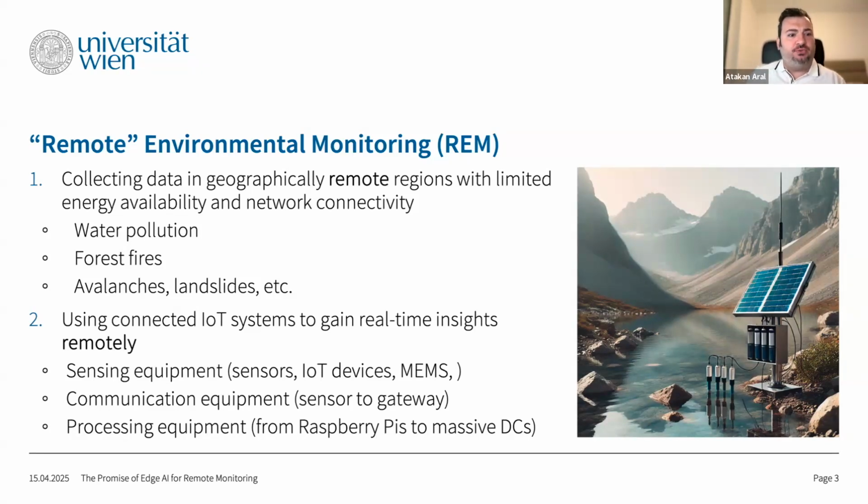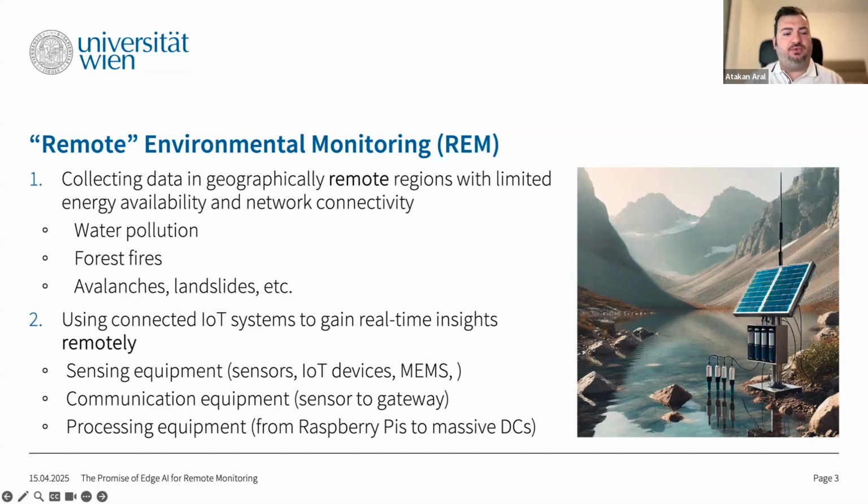But it is remote for two reasons. Because we are collecting data in geographically remote regions, and this has the challenge of lack of reliable energy availability and network connectivity. Some examples are shown here. I will mostly talk about water pollution monitoring. Another aspect of remoteness is using connected IoT systems to gain real-time insights remotely. So our facility is somewhere else, in contrast to traditional environmental monitoring where the water samples are collected and analyzed in a lab.